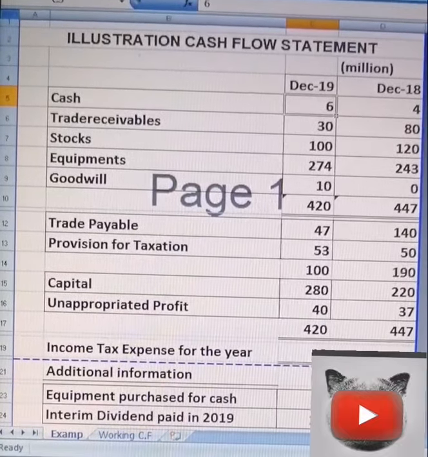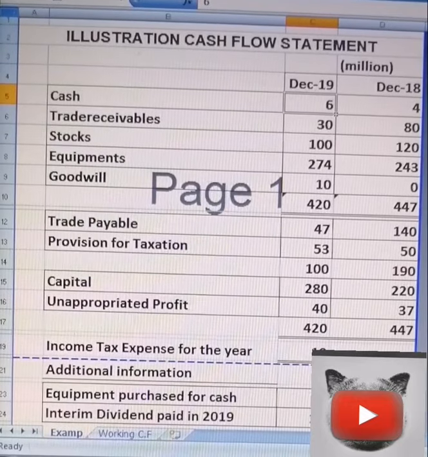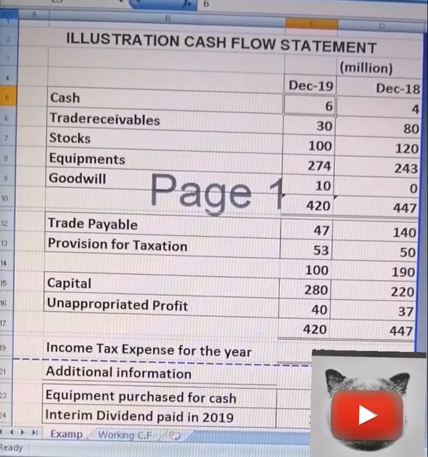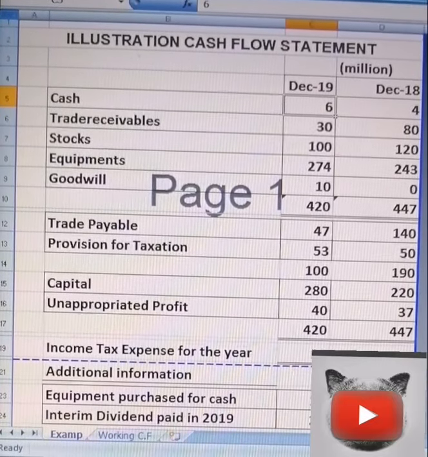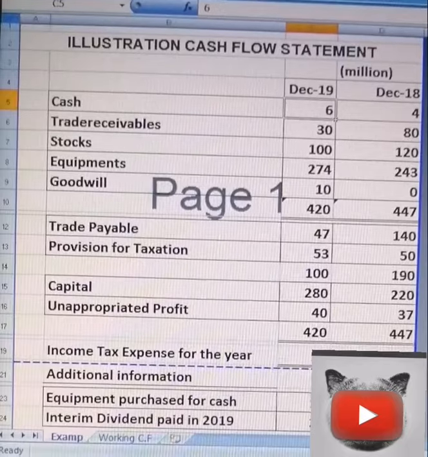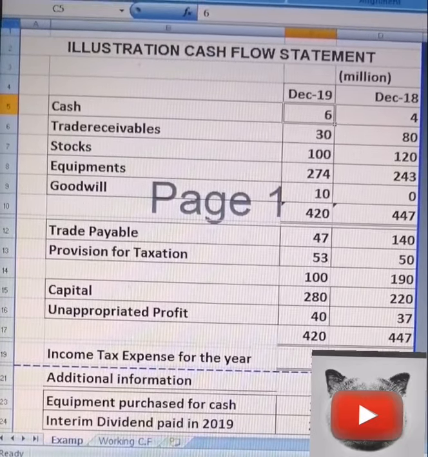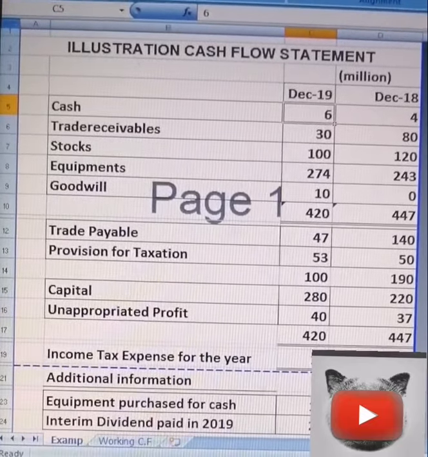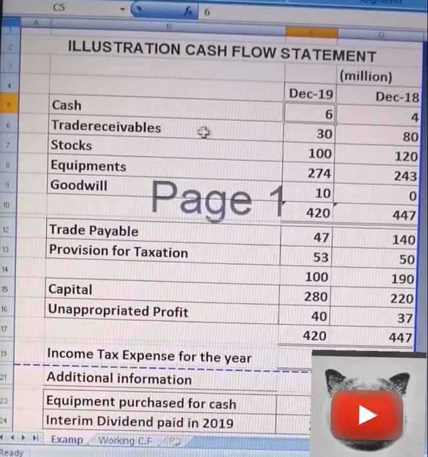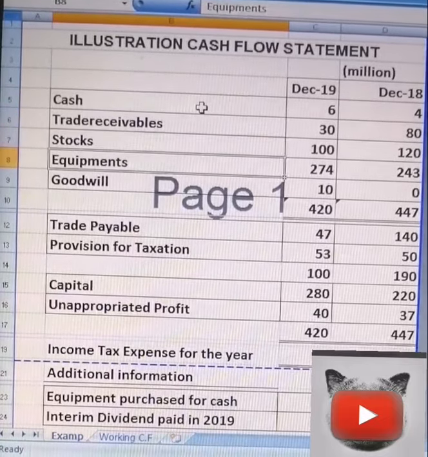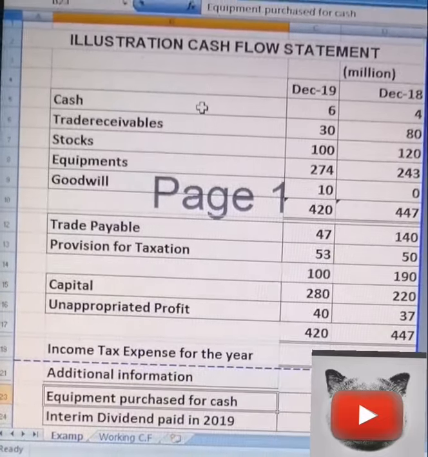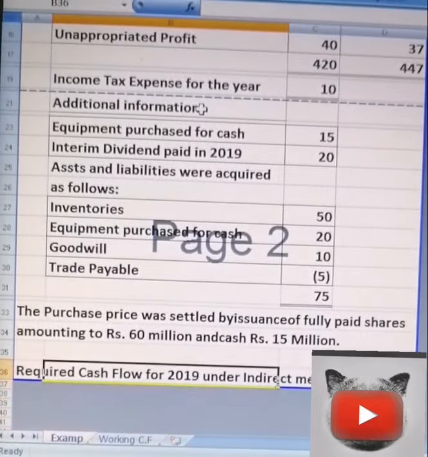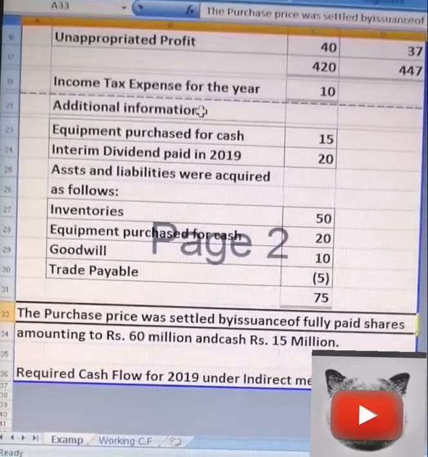Bismillahirrahmanirrahim. This is in continuation to my earlier video on the theoretical concept of the cash flow statement. Now I am showing a practical working on the cash flow statement, how to present it. In front of you, you are looking at data showing the balance sheet items and certain additional information, making an illustration.